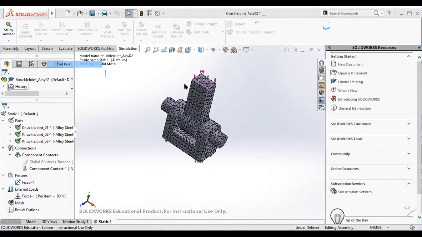What material do we apply to all the parts? For this, I have chosen alloy steels for all of them, but you can define your own material or select your own material for individual parts. You can change the material.